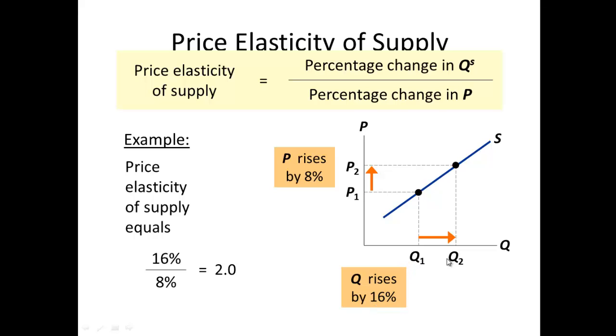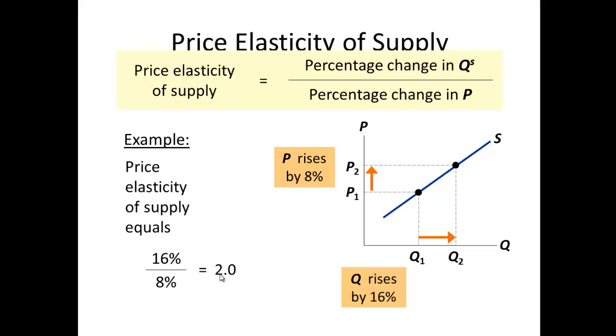So the percentage change from Q1 to Q2 is an increase, a rise by 16%. And the percentage change in price from P1 to P2 is an increase, a rise of 8%. Going back to our formula, 16 divided by 8 is equal to 2. And as you know, 2 is greater than 1. So that tells us that the price elasticity of supply for this particular good is elastic, because remember, it's greater than 1. If it was equal to 1, it would be unit.